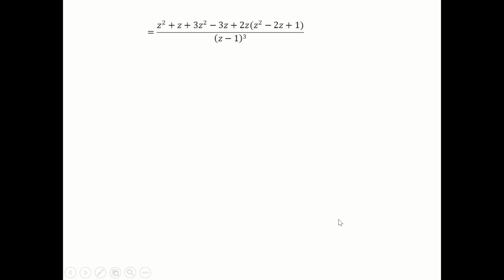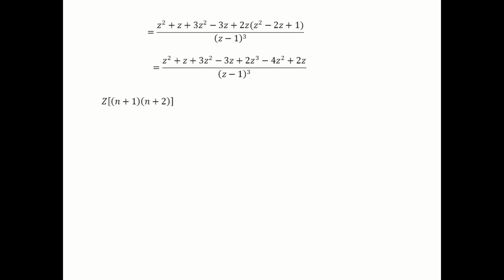So expanding the numerator: z square plus z, plus 3z multiplying with (z minus 1), then plus second term 2z into (z minus 1) the whole square, right? Using the (a minus b) whole square formula, that is z square plus z plus 3z square minus 3z plus 2z multiplying with z square minus 2z plus 1: 2z cube minus 4z square plus 2z.